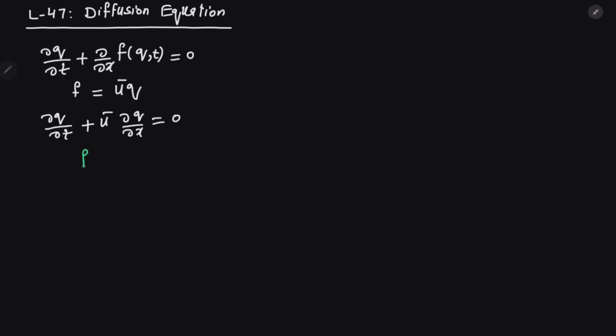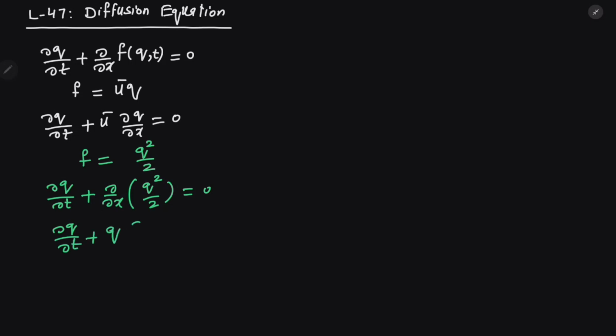If I replace this flux with q square by 2, then we have partial q by partial t plus partial by partial x of q square by 2 is equal to 0, and this becomes partial q by partial t plus q partial q by partial x is equal to 0. So this is the inviscid Burgers' equation. It means that if we keep changing this flux, then we can also get the second order differential equation.